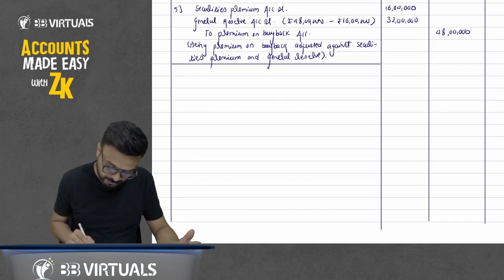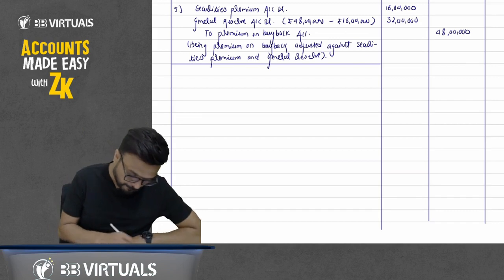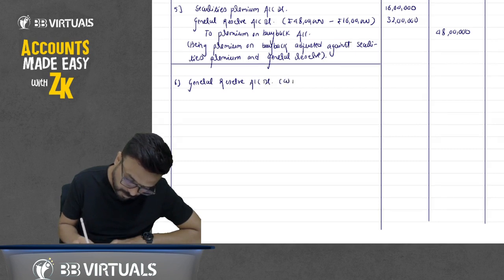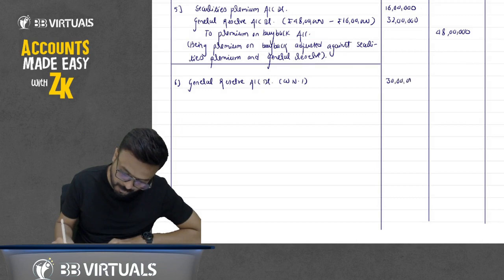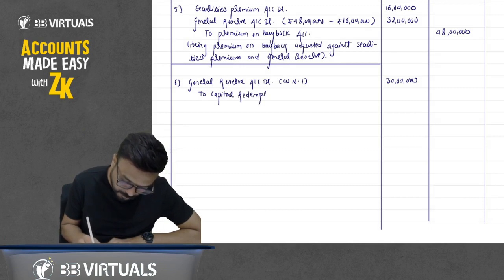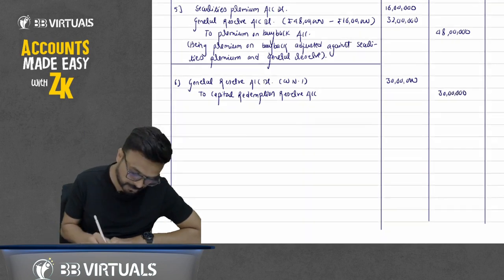So write down here. General reserve account debit. Working note number 1 we will calculate. General reserve account debit 30 lakhs. But you know how we have calculated 30 lakhs. We will make a working note on it. To capital redemption reserve account, 30 lakhs.